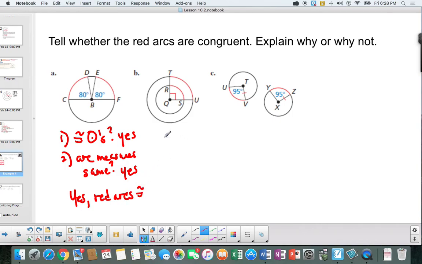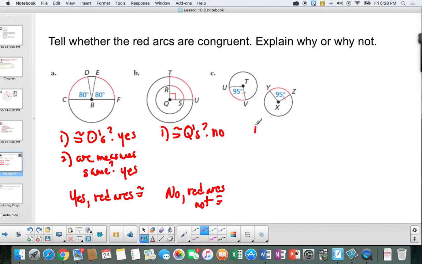Okay, let's go over here. Number one, do we have congruent circles? And the answer is no. So there's no way we can pass any other test. We're just going to say no, the red arcs are not congruent. And visually you can see this is smaller, this is larger.